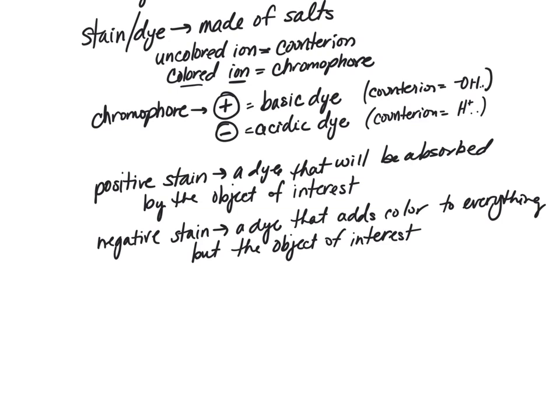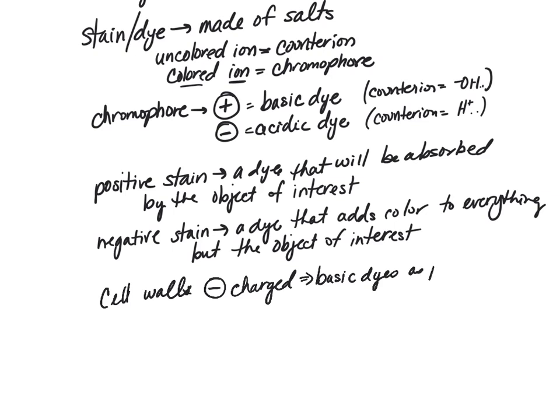So for example, cell walls. If we're talking about microorganisms like bacteria, for example, cell walls are usually negatively charged. So if cell walls are negatively charged, then we can use basic dyes. We can use basic dyes as positive stains. And if we wanted to do a negative stain, then we might want to use an acidic dye, right?